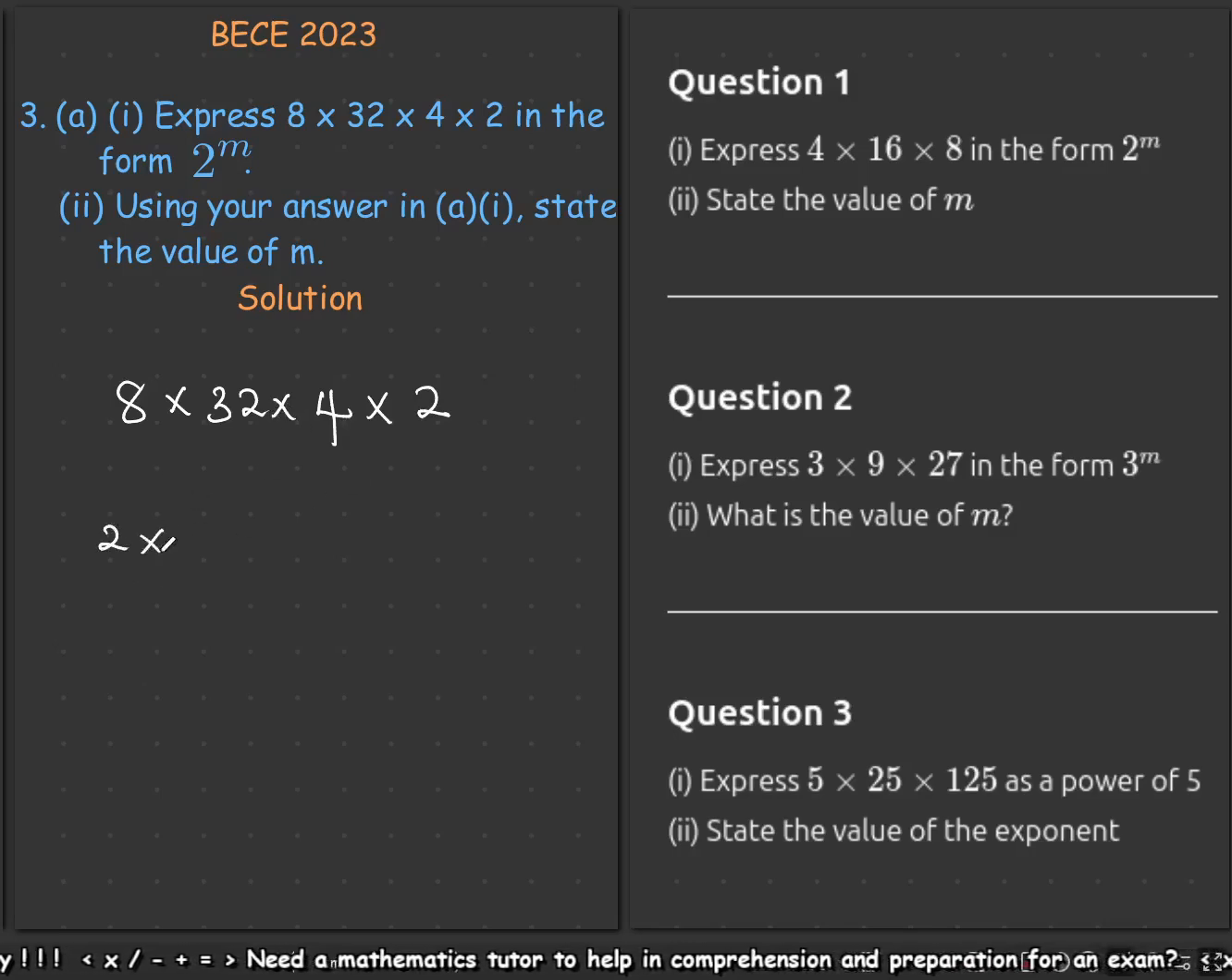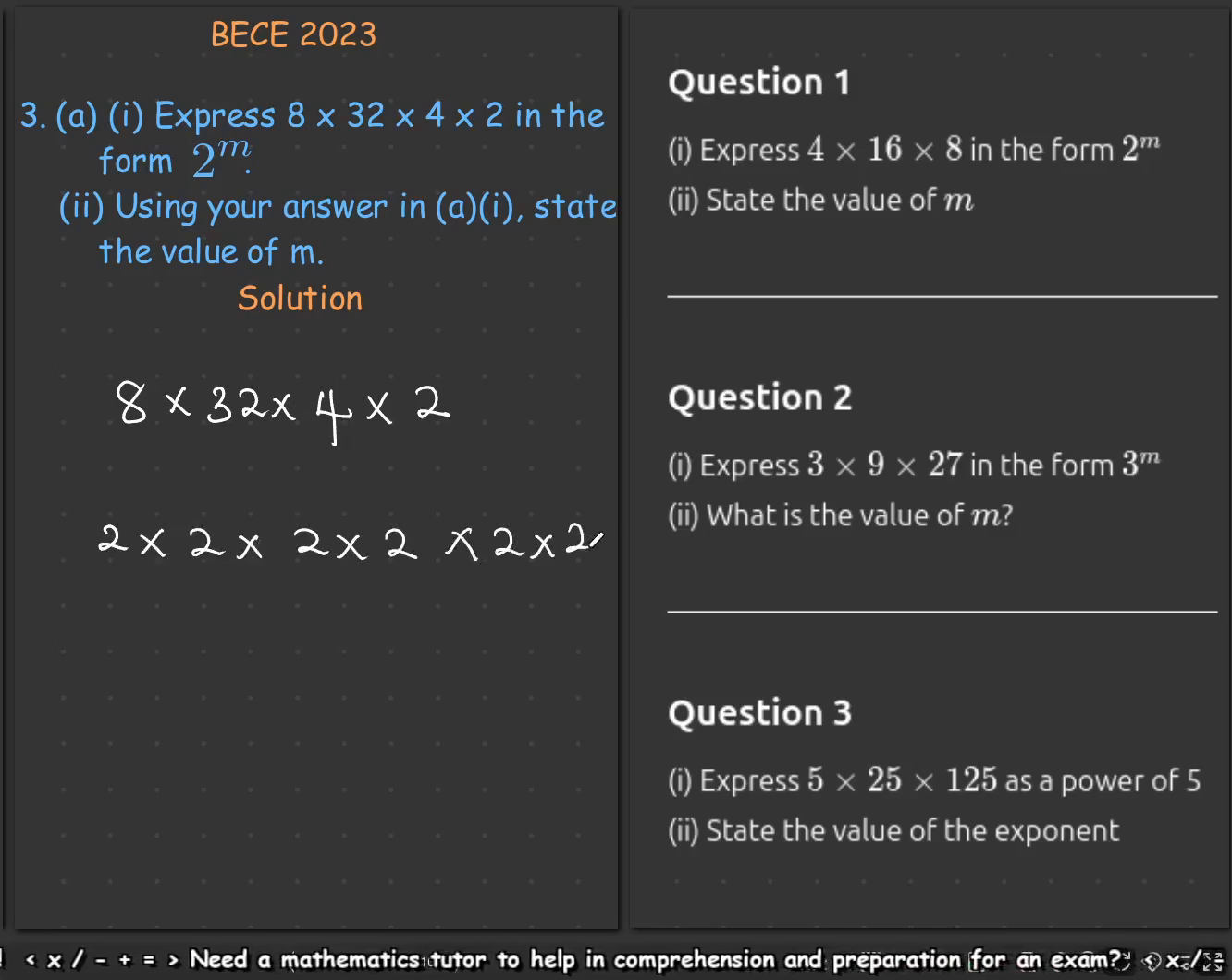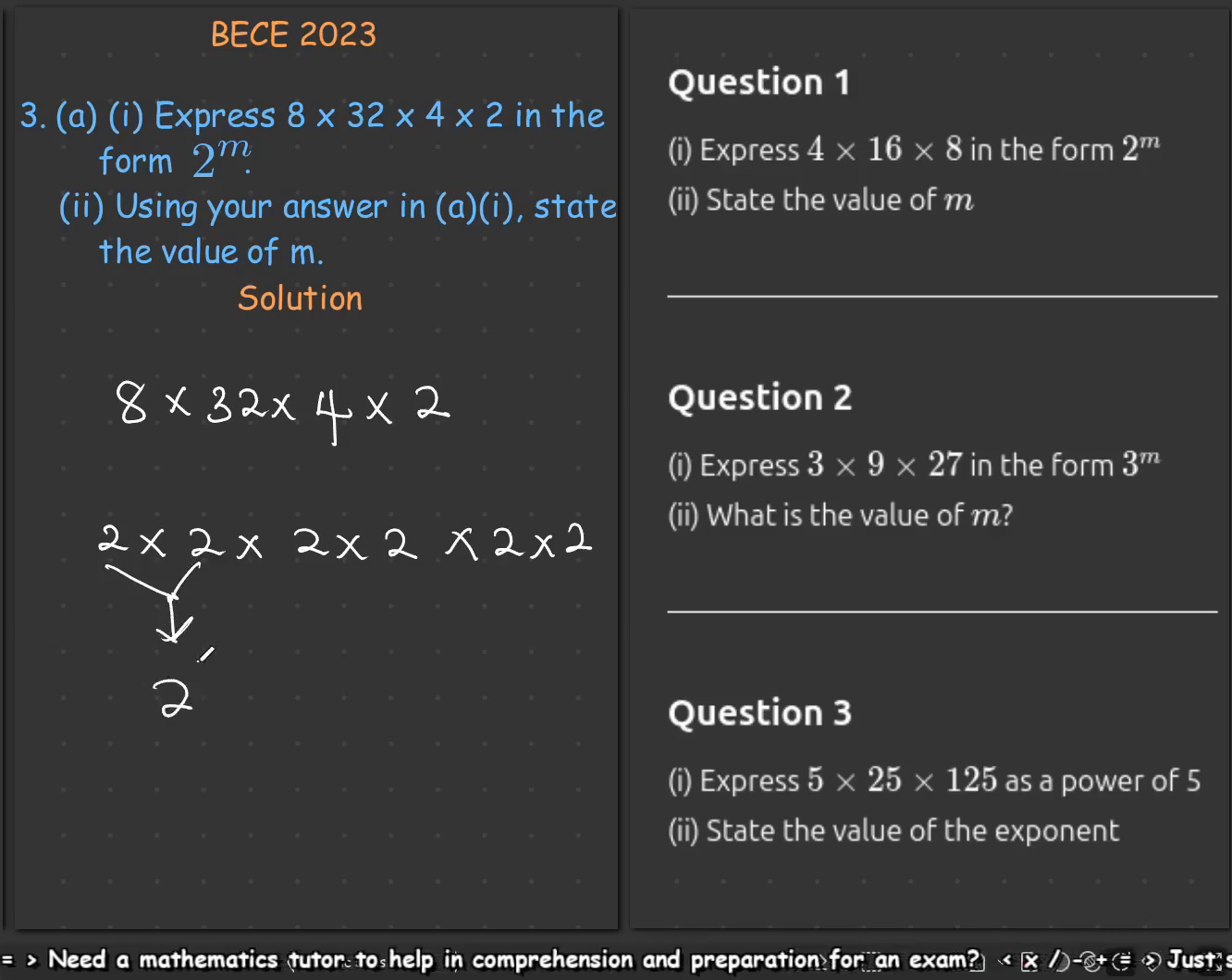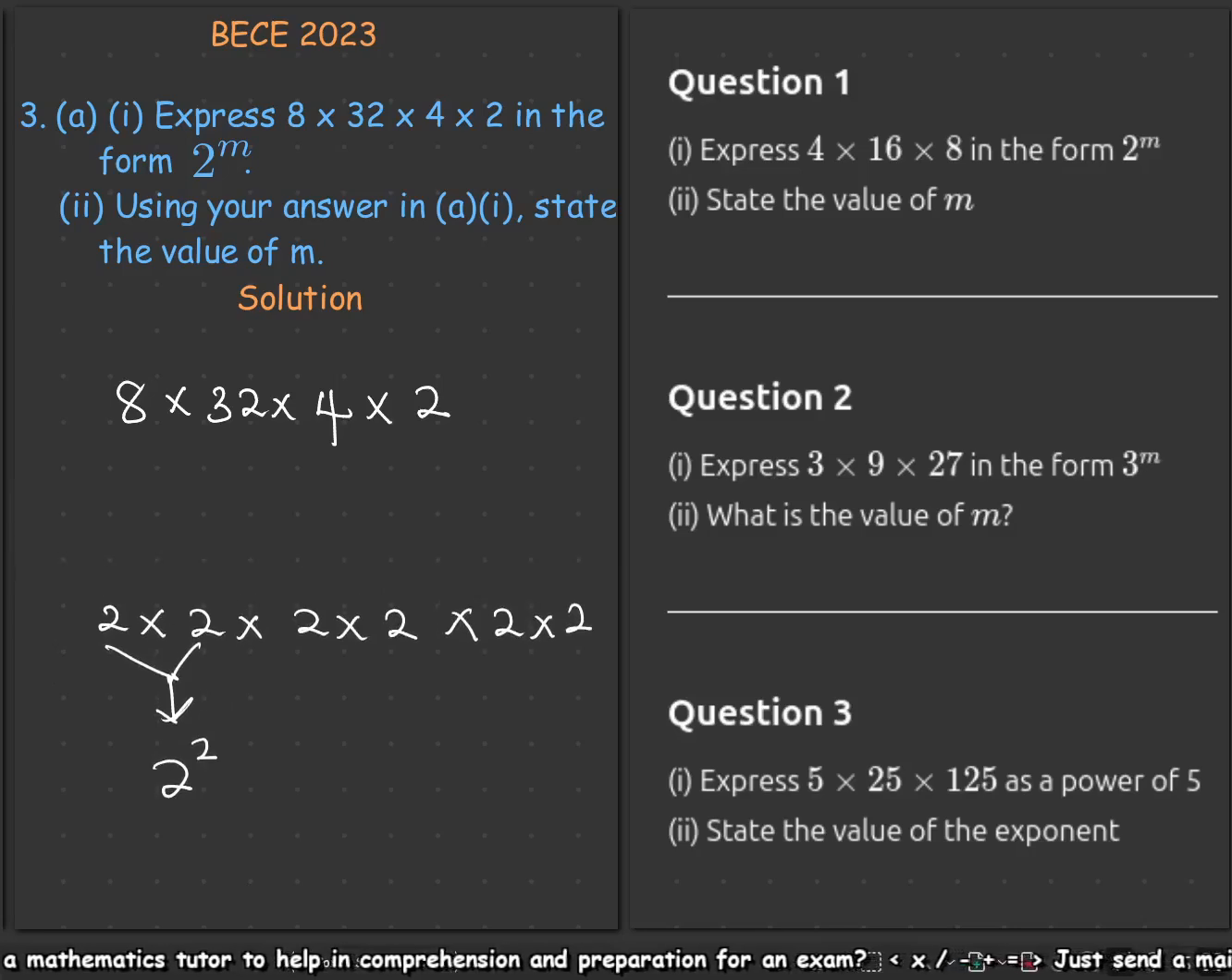We have 2 times 2 times 2 times 2 times 2. I think this here will be fine. If 2 multiplies itself twice, what does it give us? So if 2 multiplies itself twice, it gives us 4. And how do you write 2 multiplying itself twice? That is 2 multiplying itself twice. You see? So this 4 here, we would rewrite the 4 as 2 raised to the power 2. Because it is 2 multiplying itself twice, that will give us the 4. You see? So I write 2 raised to the power 2.